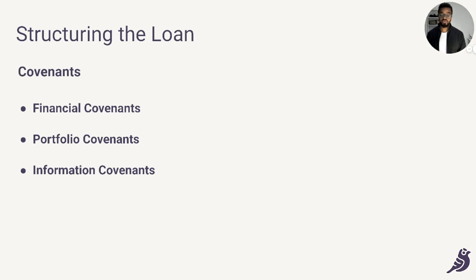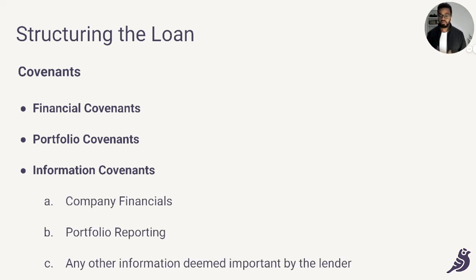And lastly, information covenants. These represent the pre-agreed information rights that a lender has and that the borrower must abide by. These typically include, but are not limited to, company financials, portfolio reporting, or any other sort of reporting that a lender determines is important.